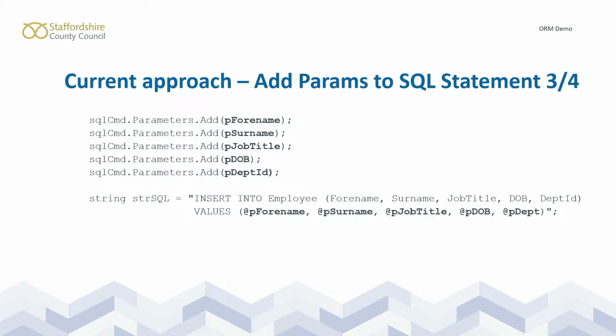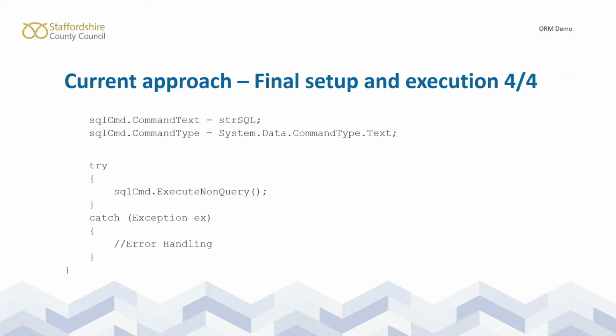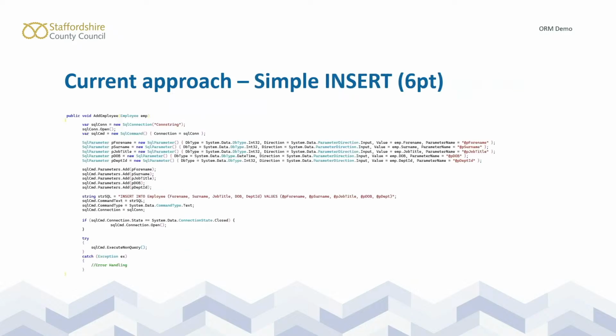This is an inline query string at the moment. Insert into employer, yada, yada, yada, and all the parameter values. And then you have to say, right, I want to set that string to be the command text. And then you have to tell it it's a command type text. And then you execute it. So four pages, and that looks quite good, actually. That's what it is in 6 point, so I could fit it on the screen.